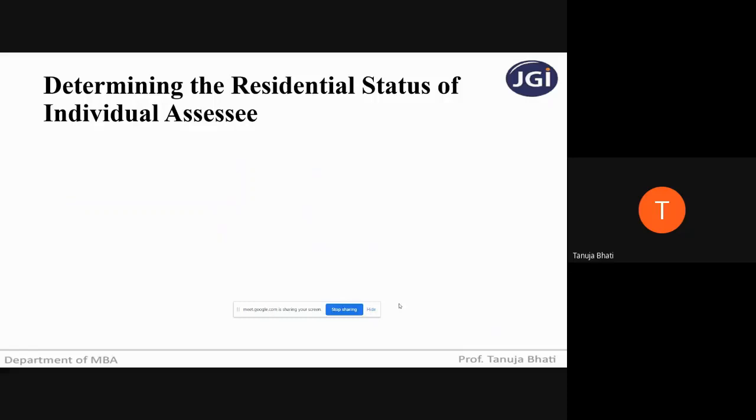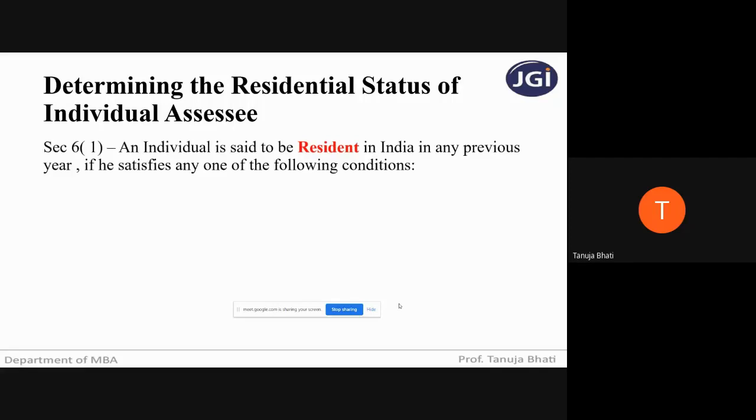So, determining the residential status of an individual, section 6 subsection 1. You all know section 6 is about residential status. Now under section 6 subsection 1 is an individual. See, under persons we are not covering everything. We are not covering HUF, AOP, BOI, firm, all that. We are just covering an individual.